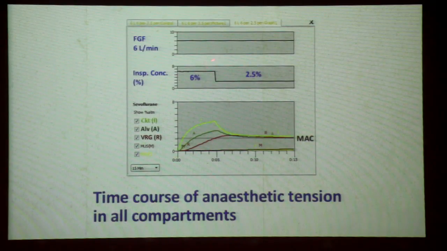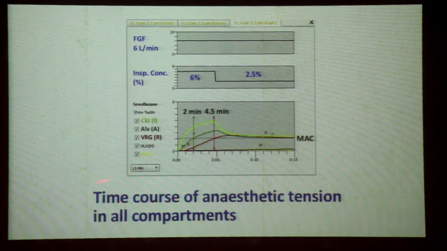So look at this. With 6% in about 5 minutes, we have been able to achieve an alveolar concentration which is much higher than what is in the brain. Right? So at 5 minutes only the brain gets close to the MAC value.